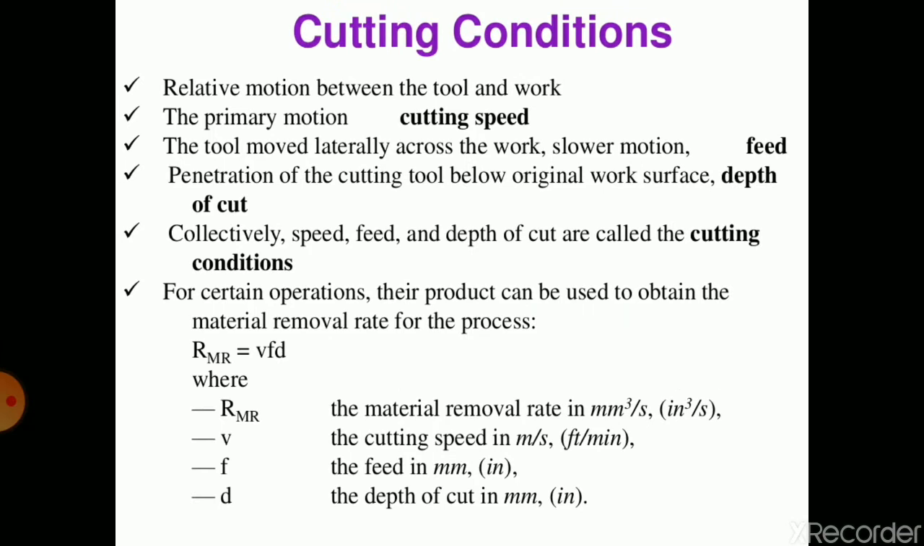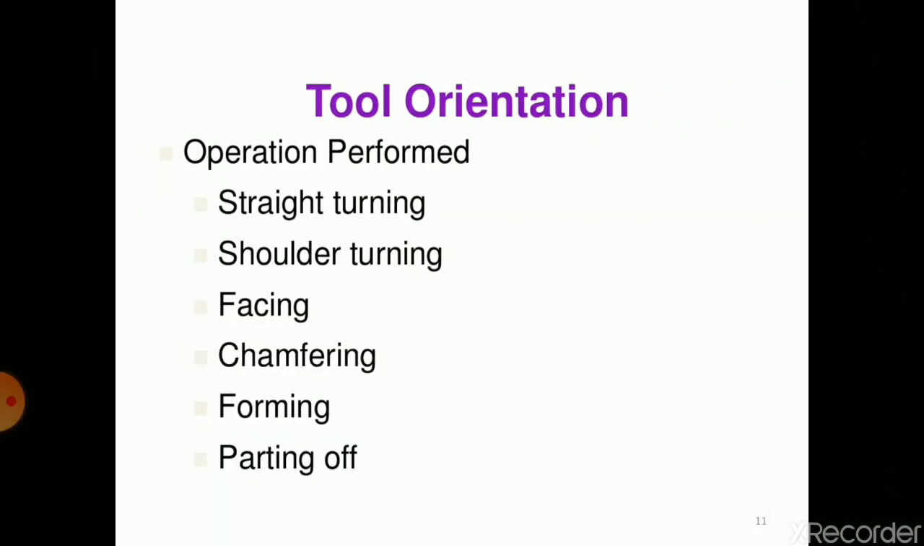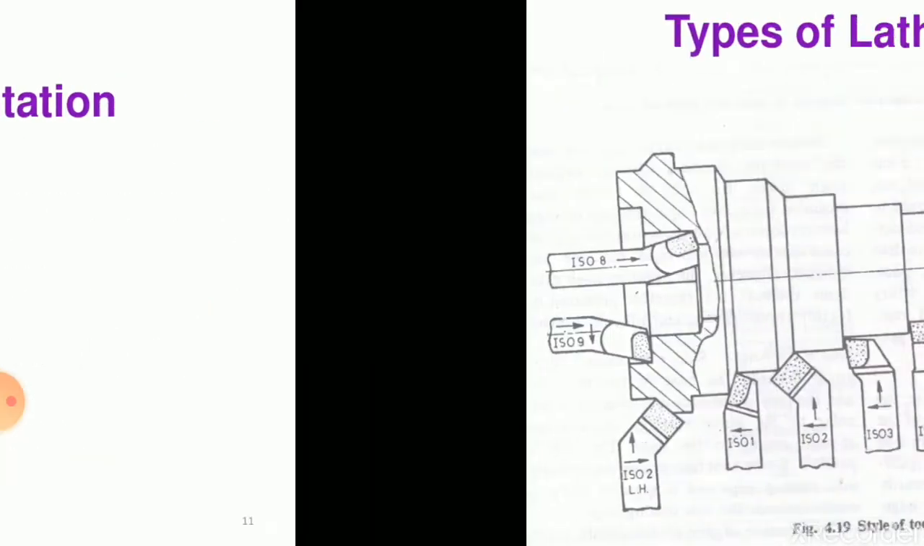Now cutting conditions. The relative motion between the tool and work, the primary motion, is cutting speed. The tool moves laterally across the work in a slower motion, called feed. Penetration of the cutting tool below the original work surface is depth of cut. Collectively, speed, feed and depth of cut are called the cutting conditions. These three words are most important: speed, feed and depth of cut. For certain operations, their product can be used to obtain the material removal rate for the process, and this is the mathematical expression. Tool orientation depends on the operations performed: straight turning, shoulder turning, facing, chamfering, forming, parting off.